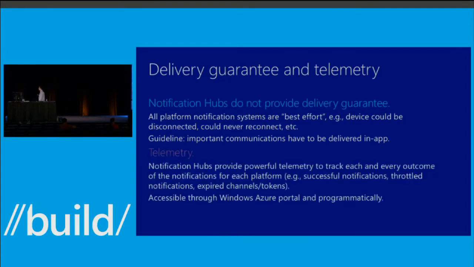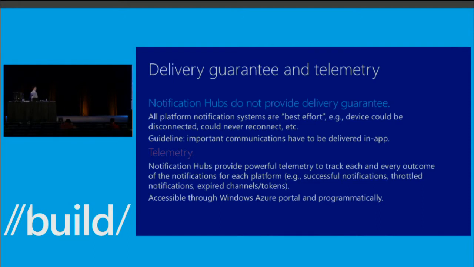Notification Hubs does provide very, very deep, powerful telemetry. You can track each and every outcome of the notifications. If they've been successful, if they've been throttled, if the channels were expired, all these things are available to you in the portal, and we're actually expanding those with another full tab full of all the metrics that you could ever want.